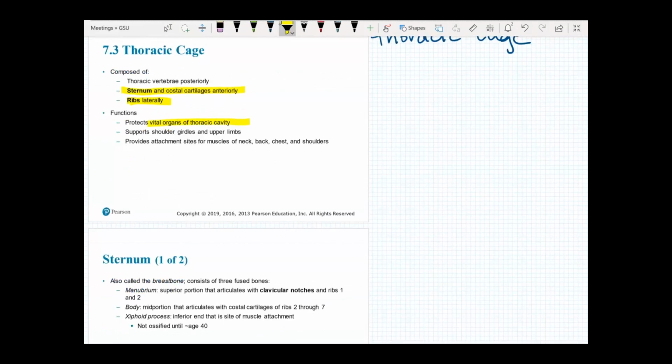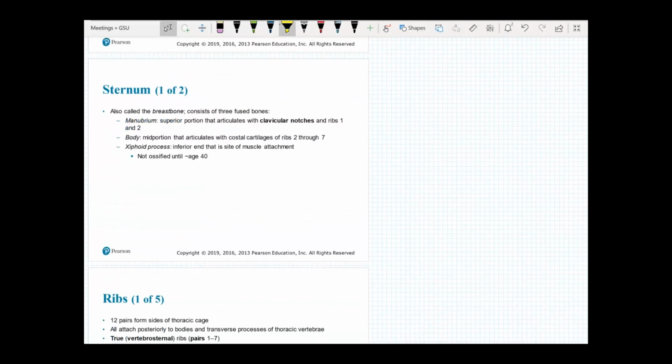It's also going to be where you connect your shoulders and your upper limbs, and where you connect muscles for all of these areas. So it's a really, really important one. So the first one we're going to start with is going to be the sternum. And the sternum is essentially what we call the breastbone. And it's made up of 3 fused bones.